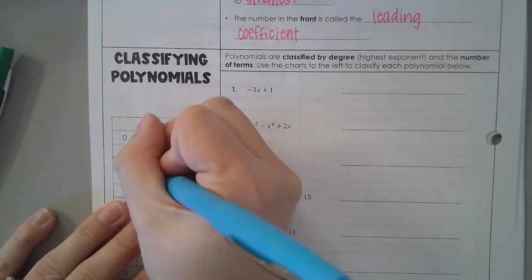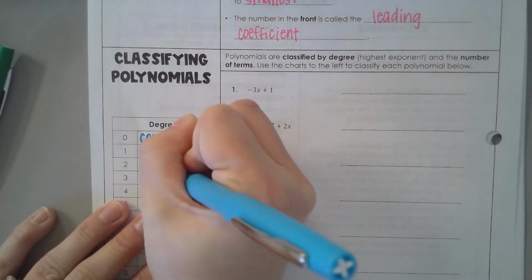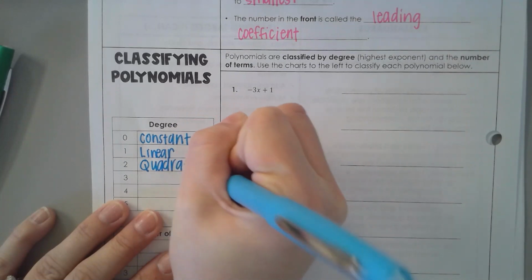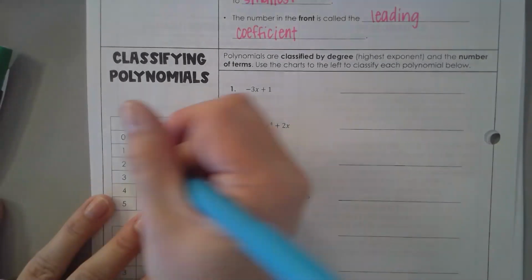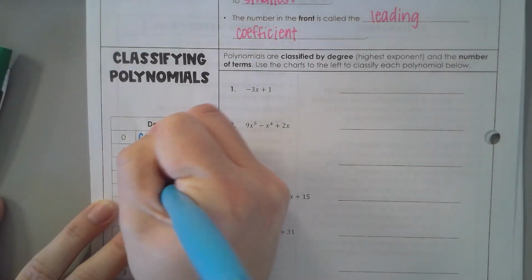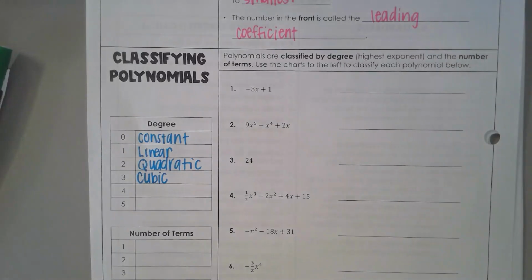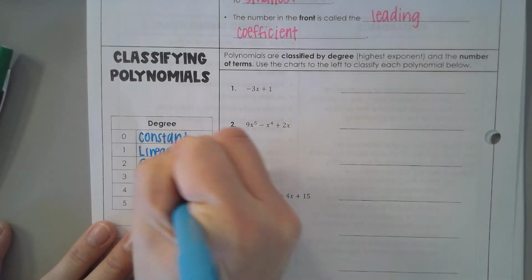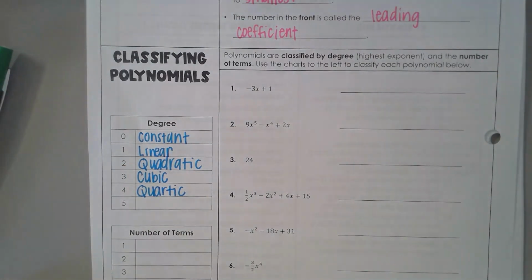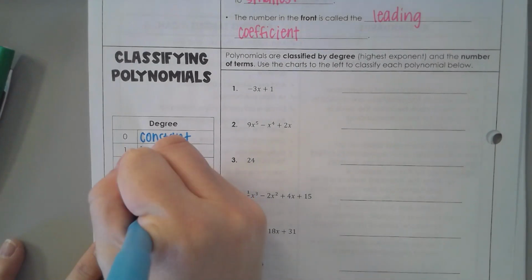2 is quadratic. That's what we have spent a lot of time on. All x squareds. We didn't see any exponents bigger than 2. 3 is cubic. A degree of 4 is quartic. And a degree of 5 is quintic.